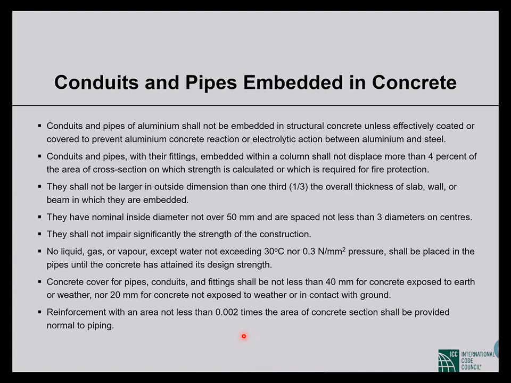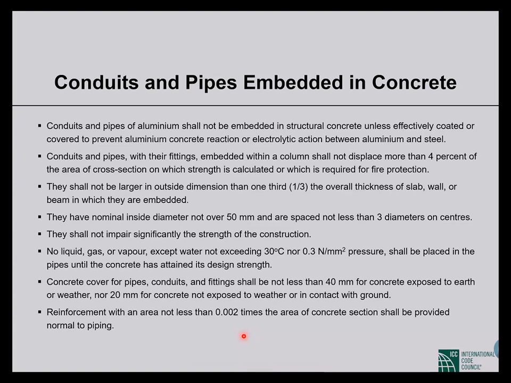They shall not be larger in outside dimension than 1/3 the overall thickness of the slab. One restriction is in terms of area, and another restriction is in terms of dimension size. It cannot exceed 1/3 of the overall thickness of the slab. They shall have nominal inside diameter not over 50 millimeters. Whatever be the case, it cannot be more than 50 millimeters, and they are not spaced less than 3 diameters on centers. This clause is valid only if the pipe is used in the compression zone. They shall not impair significantly the strength of the construction. So we have to be very careful about this.